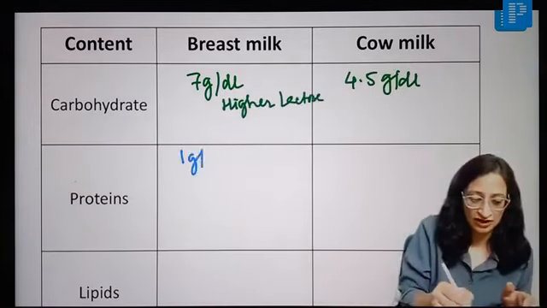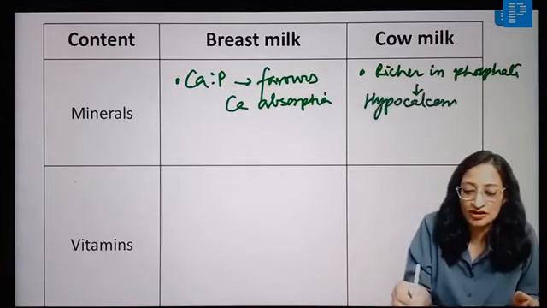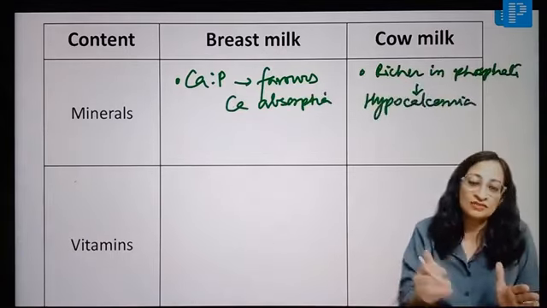So if a baby is predominantly cow milk fed, what is going to happen? There's going to be hypocalcemia in a baby who is predominantly cow milk fed. Both breast milk and cow's milk are poor sources of iron, but the iron present in breast milk is more easily absorbable. So BM here is not bone marrow, it is breast milk, when you read the PDF later. So iron present in breast milk is more easily absorbable as compared to cow's milk, right?